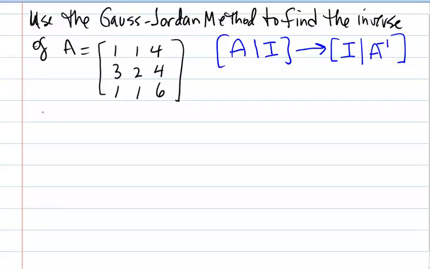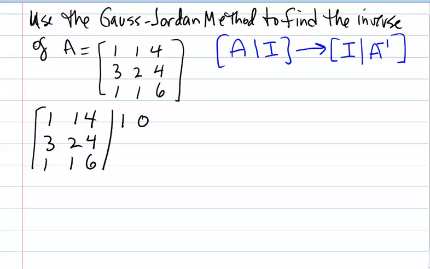So here's the matrix that I'll start with. 1, 1, 4, 3, 2, 4, 1, 1, 6, and then I augment the 3 by 3 identity. These are the same row operations that I've been using to solve systems of equations, and I'm trying to make the left-hand side look like the identity. So my first set of row operations is this.